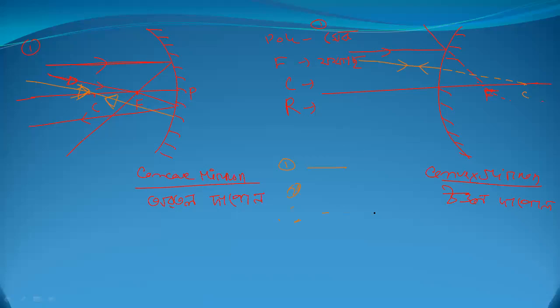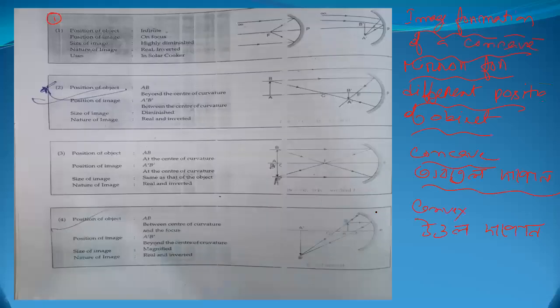Now see, now all of you write down like this: position of object, infinite. Before writing this one, all of you see page number 164. Wait 1 minute. See page number 164. Now you write.